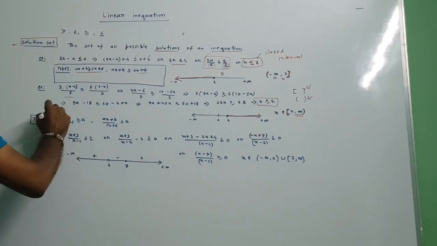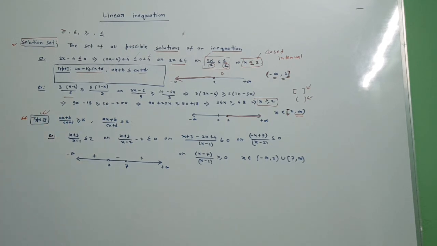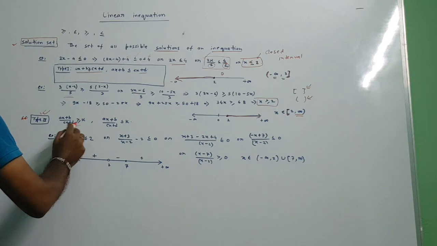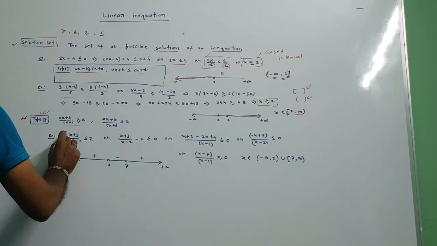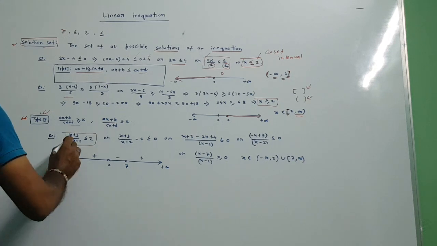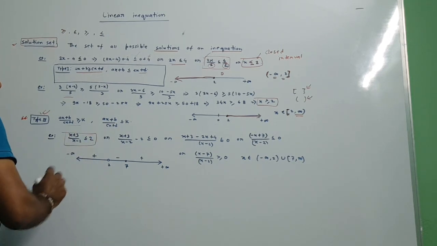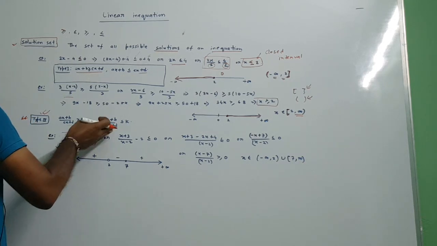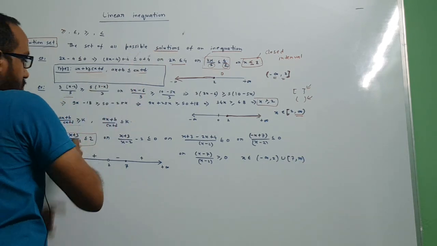Let us see type 2. This is the most important type in algebra. So ax plus b by cx plus d greater than or equal to k, or less than or equal to k. Let's see one example in order to understand this type of problem. So x plus 3 by x minus 2 less than or equal to 2. Take the 2 to the left side. Don't multiply by x minus 2 by cross multiplying. I have already warned you, don't do that.